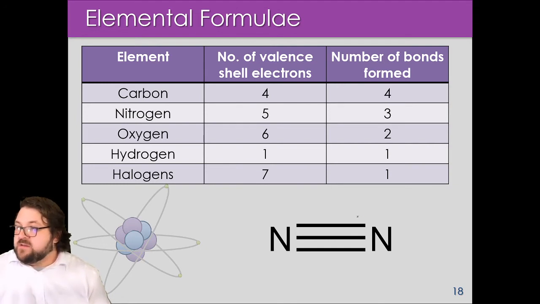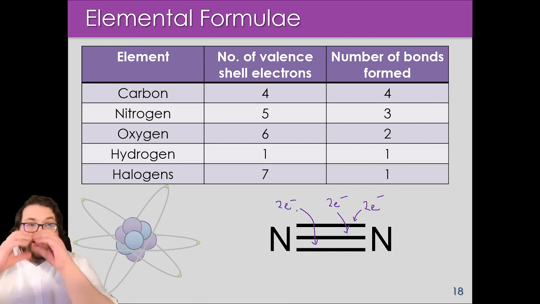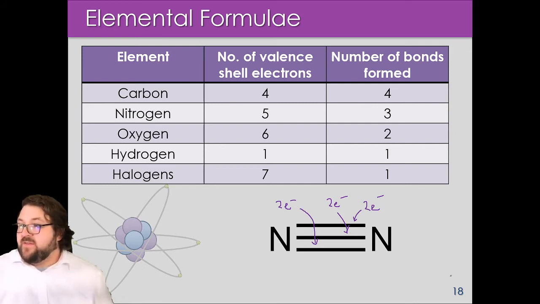3 separate bonds. Each bond represents a pair of electrons here. So we've got 2 electrons there. Then that's another 2 electrons. And then that last one is another 2 electrons. That being the case, these nitrogen atoms are being held together by 6 electrons on the inside.